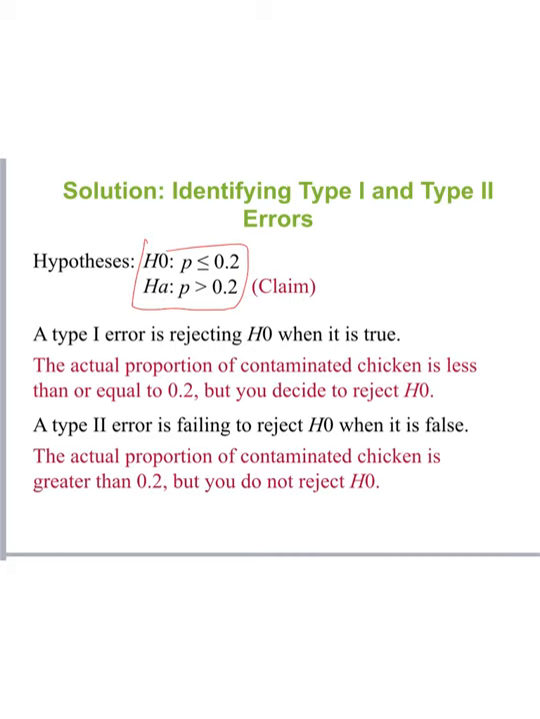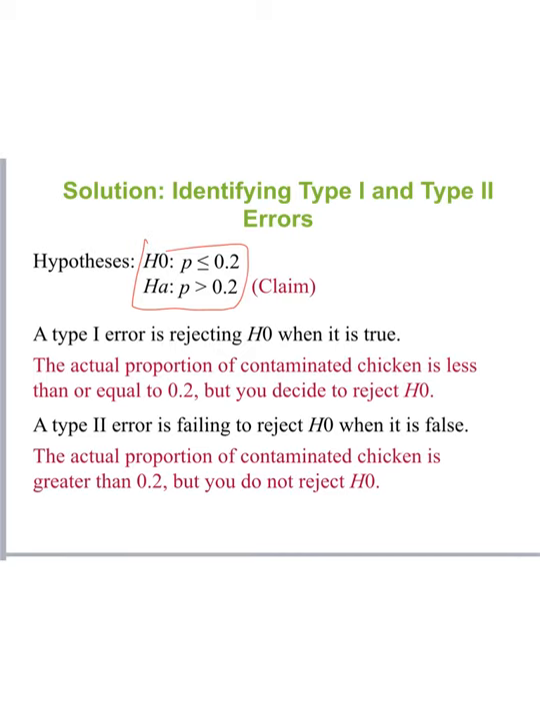So a type 1 error is rejecting the null when it's true. The actual proportion of contaminated chicken is less than or equal to 20%, but you decide to reject that. So it doesn't seem like a big deal. Type 2 error is failing to reject the null when it is false. The actual proportion of contaminated chicken is greater than 20%, but you do not reject the null. So think about the implications of that.